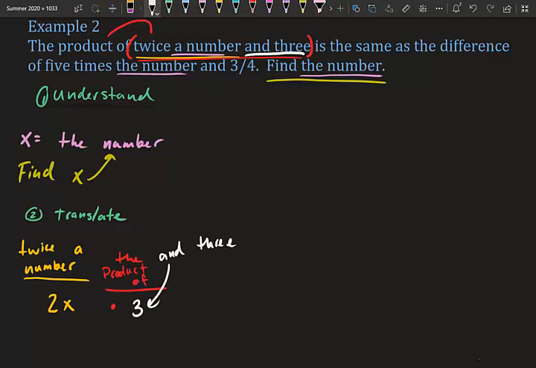Is the same as, so we know is the same as, that's equals. So that stands for equals. The difference of 5 times the number. You see at the beginning of the first sentence it said the product of, and then the second part says the difference of. So you notice that's going to go in the middle. So let's figure out 5 times the number. We don't know it, so 5 times the number, that's 5x.